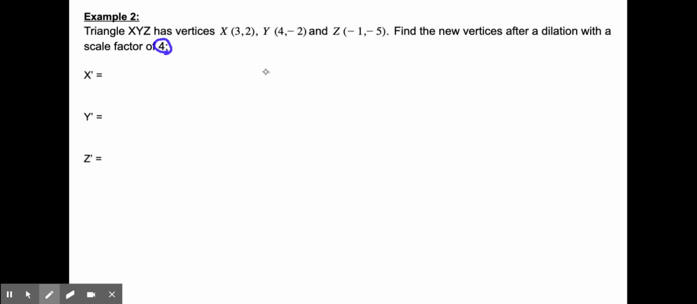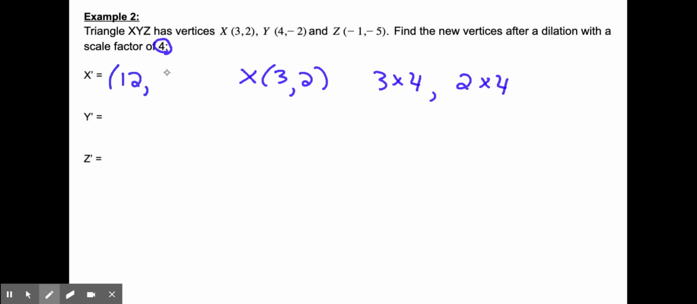Everything's going to get 4 times as big, right? So to find X prime, I'm going to take X, which is (3, 2), and I'm going to multiply the 3 by 4, and the 2 by 4. So you're going to multiply both of those by 4. So 3 times 4 is 12, and 2 times 4 is 8. Okay, so that's how you would find X prime.